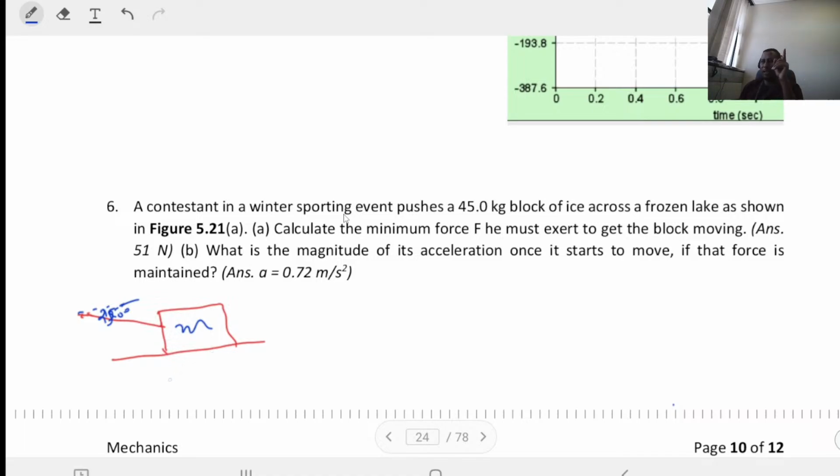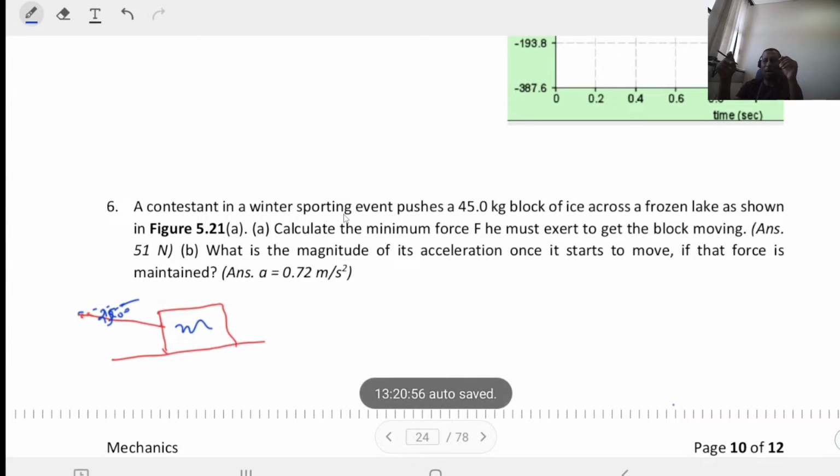The question asks to calculate the minimum force F he must exert to get the block moving. It must just start moving. You see something that was not given here. The static friction is not given.